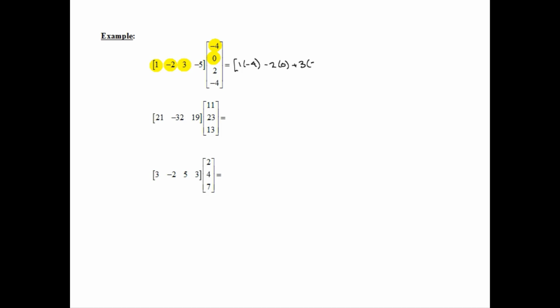We're going to add these. And then we're going to do negative 5 times negative 4. We're going to add all these up. What we're really going to get here is a 1 by 1 matrix, and we can really think of it as being similar to a number. We're just going to have one entry in it. So we have negative 4 plus 6 plus 20, which is 22.